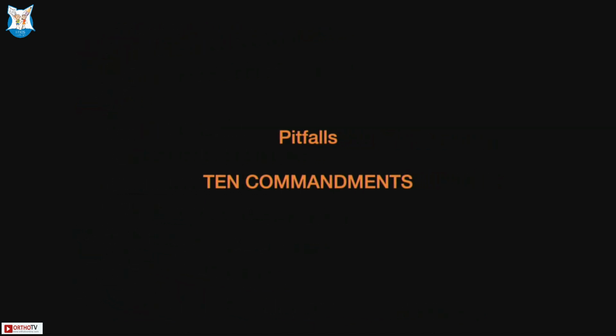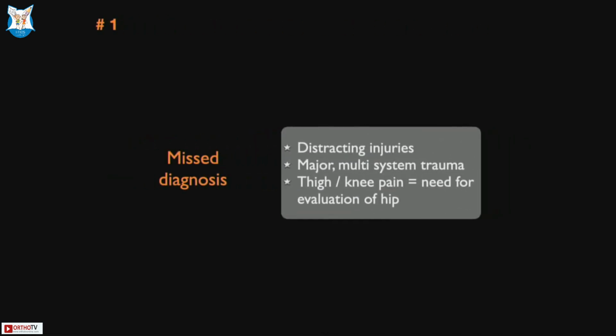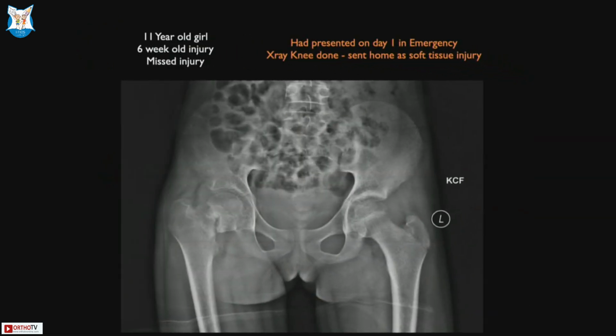Before I end, in the last couple of minutes, I'll take a few summary points which I think you should remember. These are the common errors that we see in practice. They get missed because of distracting injuries, because there are other more serious injuries in multi-system trauma. A lot of the time, the child presents with thigh and knee pain, and the fractured hip gets missed. This happened in my own hospital.